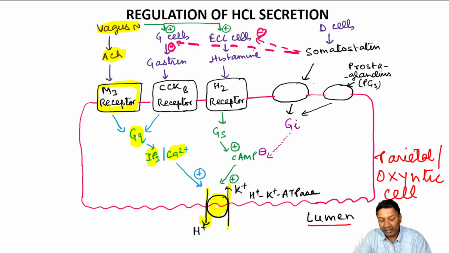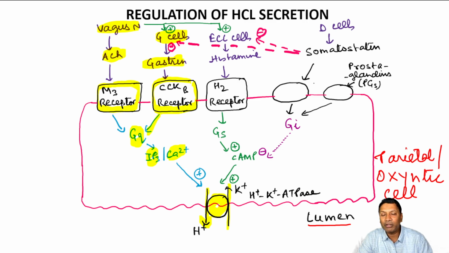Then the vagus nerve will also stimulate the G cells in the stomach. G cells will produce the hormone gastrin, and this hormone gastrin will bind with the cholecystokinin B receptor on the parietal cell, and this cholecystokinin B receptor will again stimulate the Gq G protein, and this will act via inositol triphosphate and calcium to stimulate the potassium hydrogen pump, right?